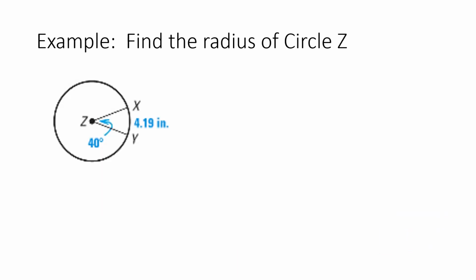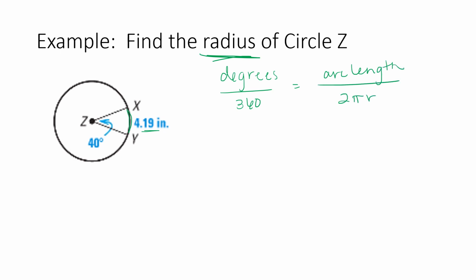So the last example we're going to talk about here is, if given an arc length, could you find another piece of information? Our goal in this example is to find the radius of this circle. Since we're given the arc length is 4.19 inches, we are going to want to use the arc length formula. The arc length formula is the degrees of the arc, or the measure of the arc, over 360 equals the arc length over 2 pi r, or the circumference. So this r right here is what we're going to want to try and solve for. Everything else we should be able to fill in.